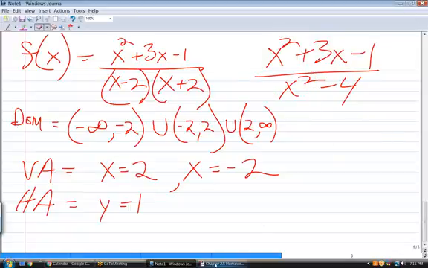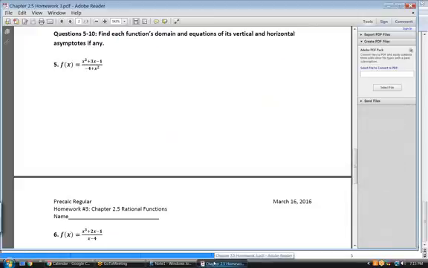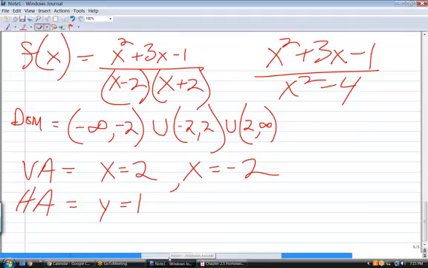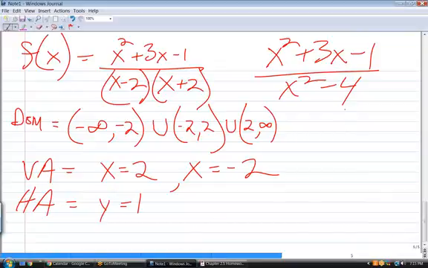And let's see, what else do they want? That's it? Find each function's domain and equations of its vertical and horizontal asymptotes. All right, it would be worth doing one other thing here before we leave this problem, and that's graphing it, at least trying to see what the graph might look like.